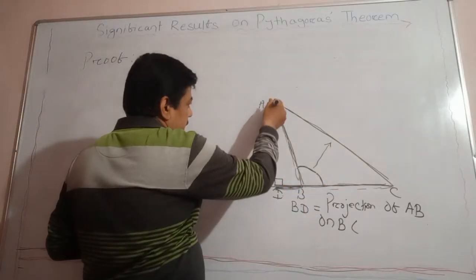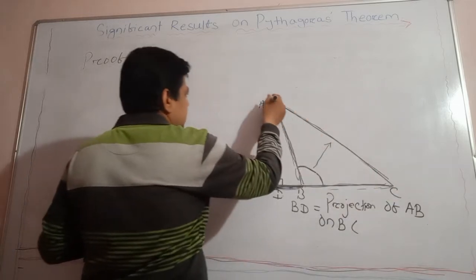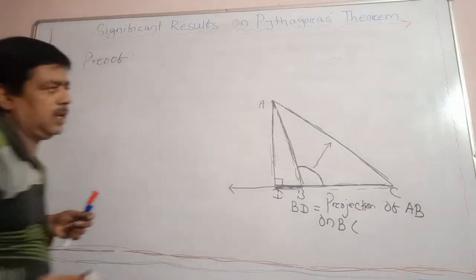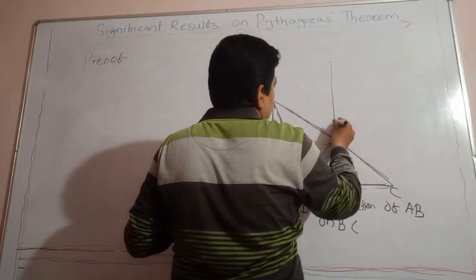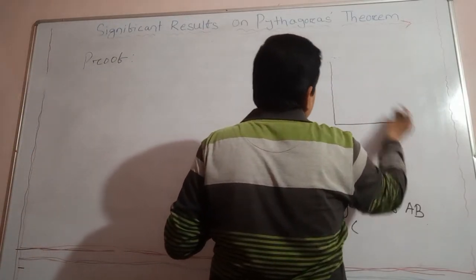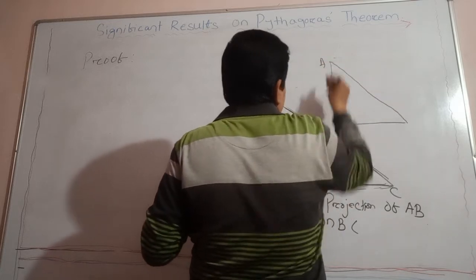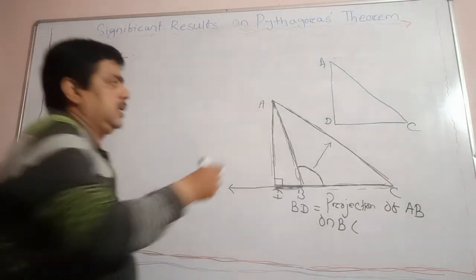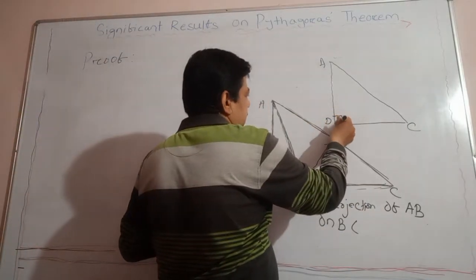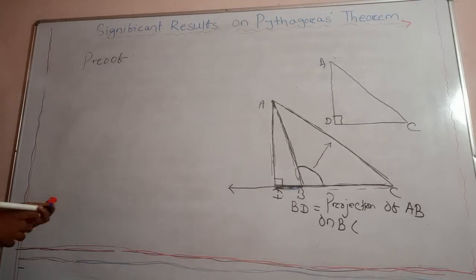So you are getting ADC is what kind of triangle? ADC is what kind of triangle? Is a right angle triangle because D angle is 90 degree, as AD is perpendicular to BC. So you can use the Pythagoras theorem.